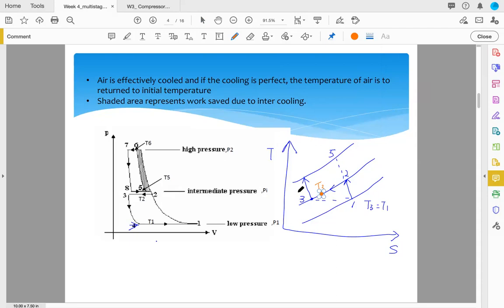Is that okay? Are you okay so far? I think it's quite simple from this part, yeah? Yes, so next.